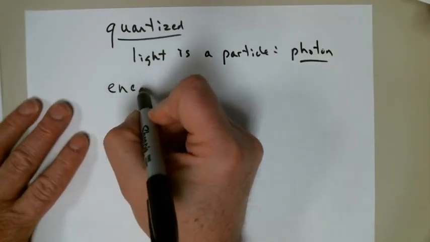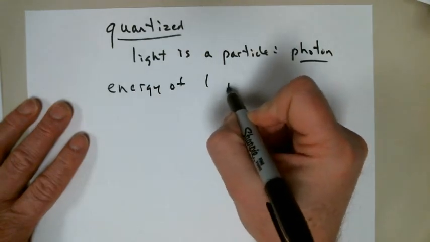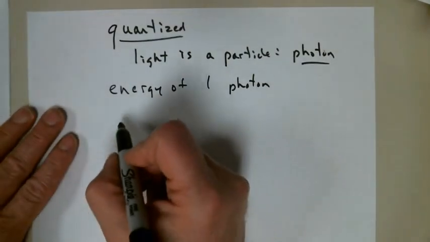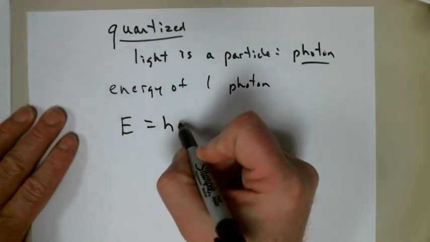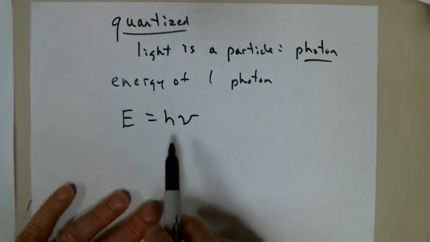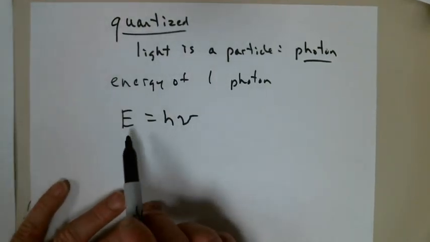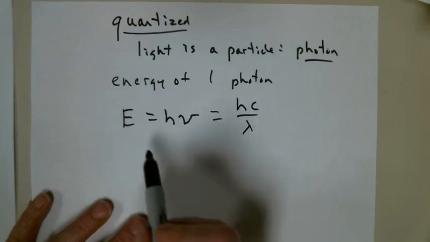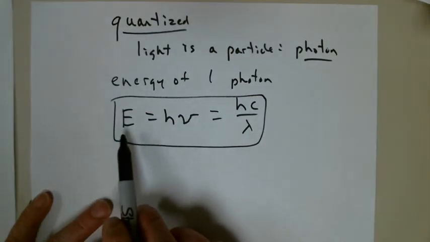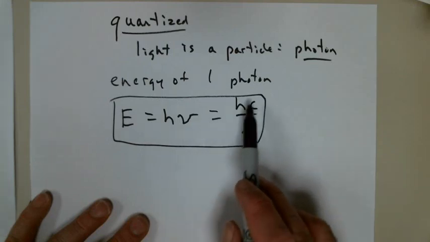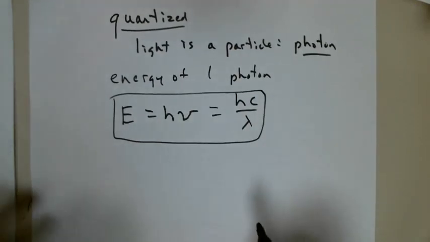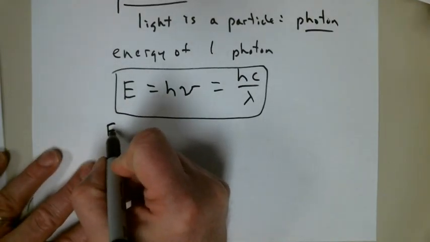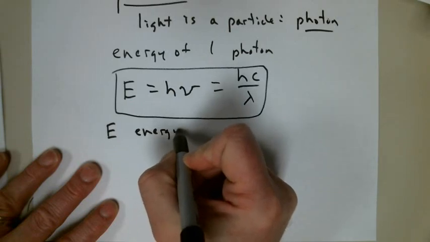And then the energy of one photon, we've got an equation for that. And so that's where this came about. And we use the symbols from the wave nature of light. So E equals h nu equals hc over lambda. This is a really important equation. So we'll use E equals h nu and E equals hc over lambda, and sometimes these two equal to each other. And let's just go through and identify and define everything. So E is the energy of one photon.